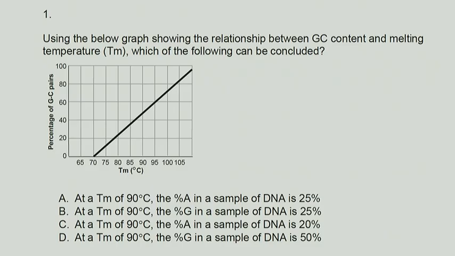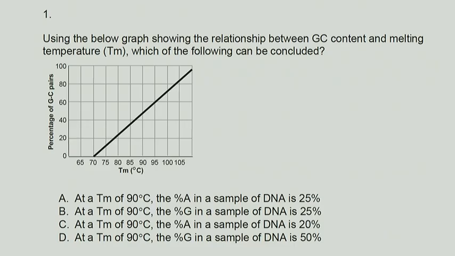So, at a TM of 90, the percent A in the sample is 25%. How do we derive that from the information that we're given? If you look at 90 on the graph, it's about 50%. I said about 45, but then if C and G are pairs, that's 50%, and A and T are the other 50%. You get 25 for A. Yes, that is how you would walk through that.